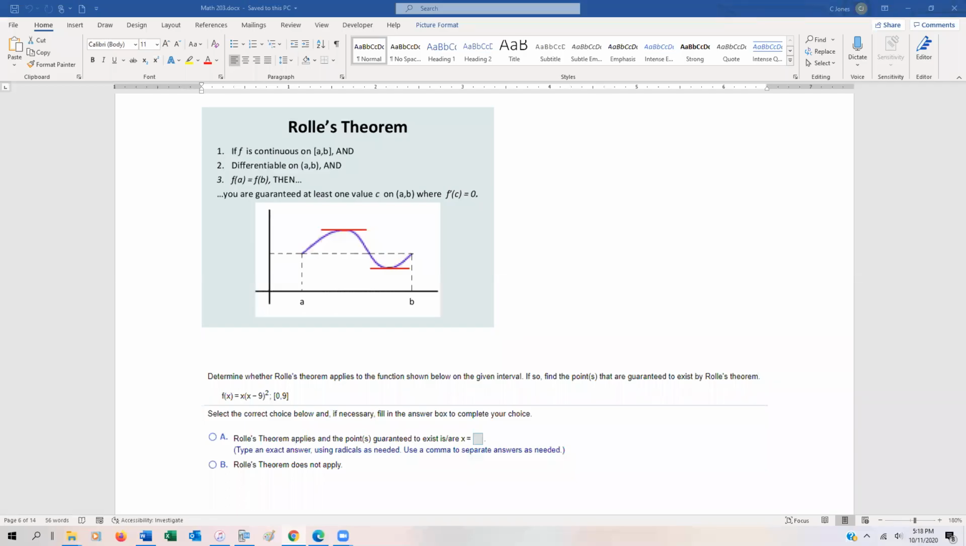In this section, we're going to take a look at two important theorems. We're going to start by taking a look at something called Rolle's theorem, and then we're going to take a look at something called the mean value theorem. Let's start with the easier of the two, Rolle's theorem.